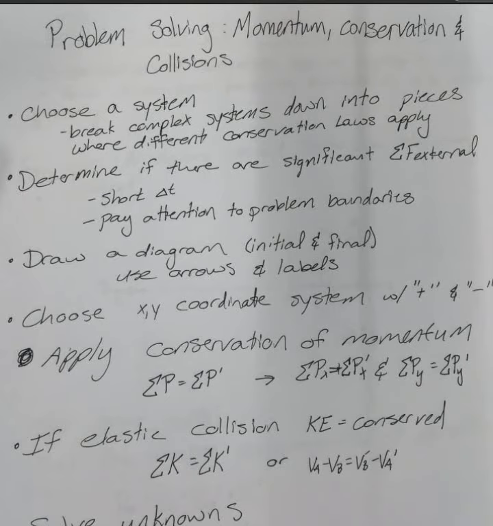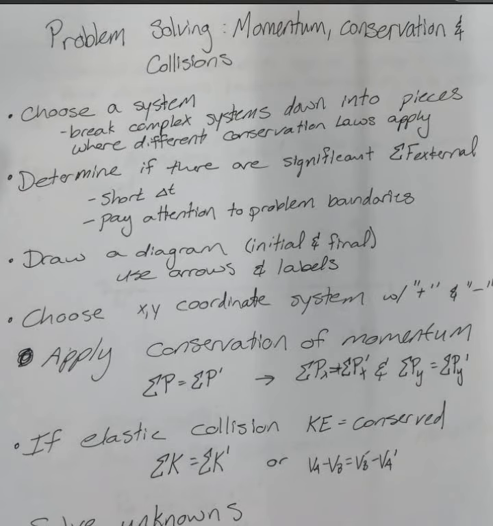Once you've figured all that out, you're going to draw a diagram. Make sure you set up an initial and a final for both energy and momentum. You're going to use arrows and labels on those diagrams so that you keep your work nice and organized. Choose your XY coordinate system and set a positive direction and a negative direction. Apply your conservation of momentum or your conservation of energy laws or your conservation of momentum and energy laws.